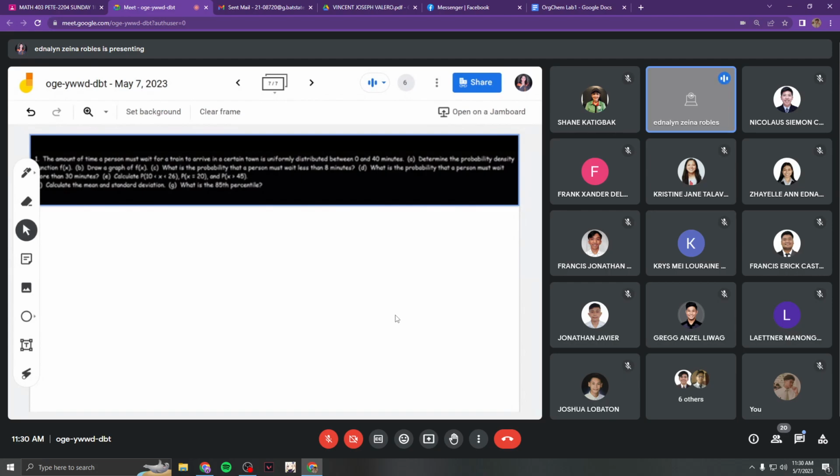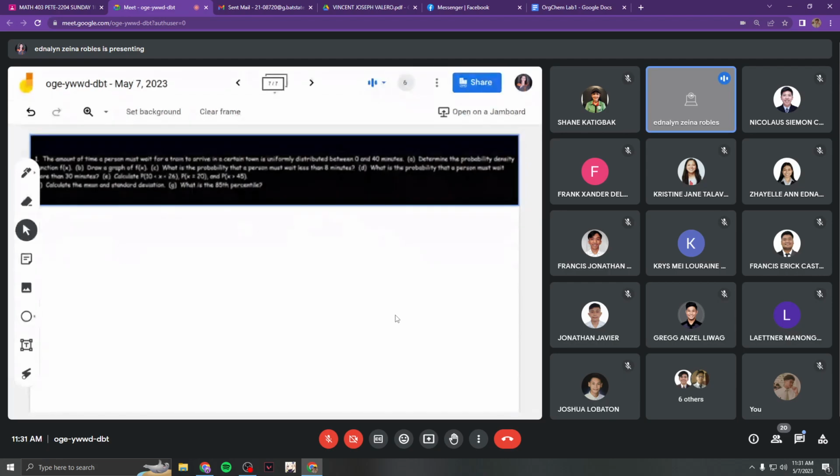And the fourth one is, what is the probability that a person must wait more than 30 minutes? And the fifth, letter E, calculate the probability between 10 and 26, the probability if x equals 20, and the probability if x is greater than 45. And calculate the mean and the standard deviation. And the last one is, what is the 85th percentile?